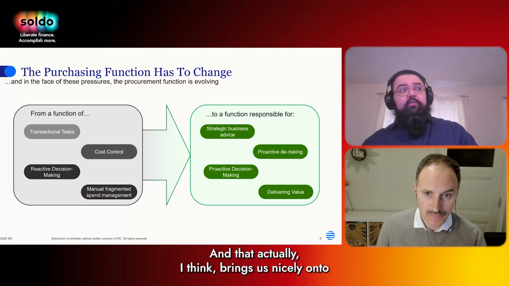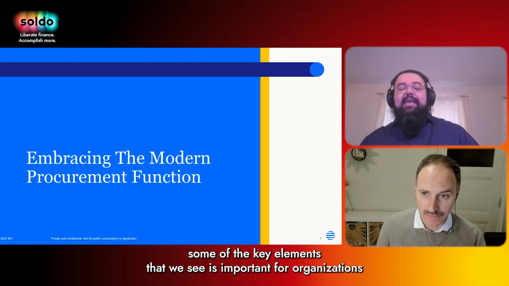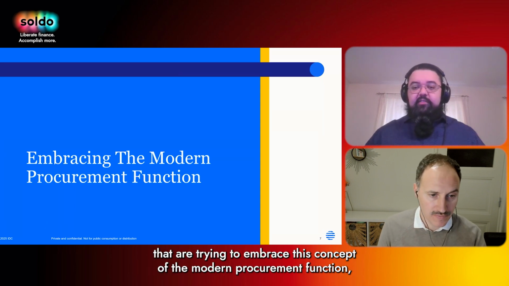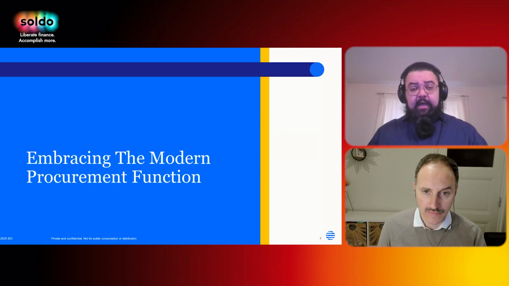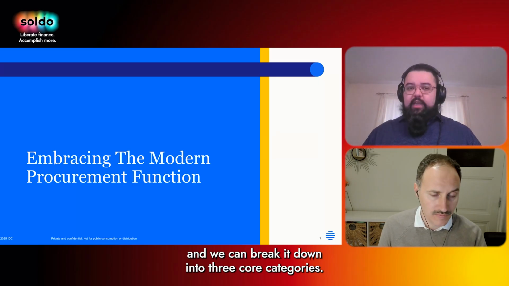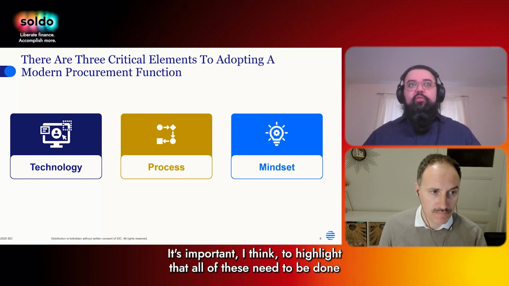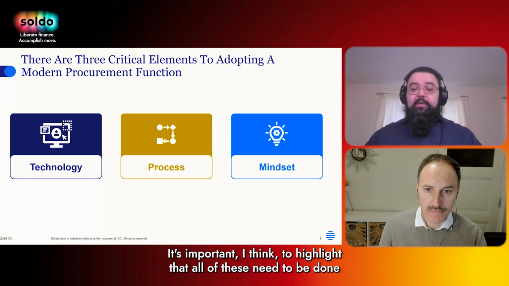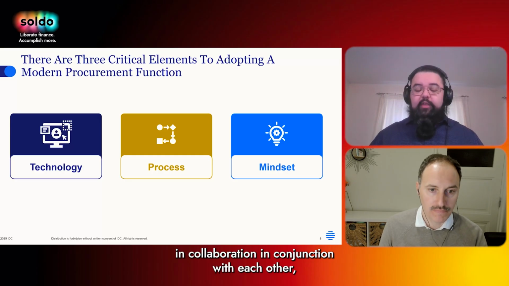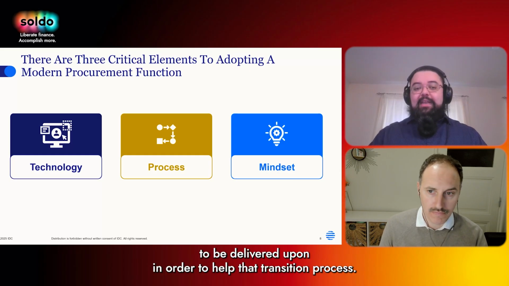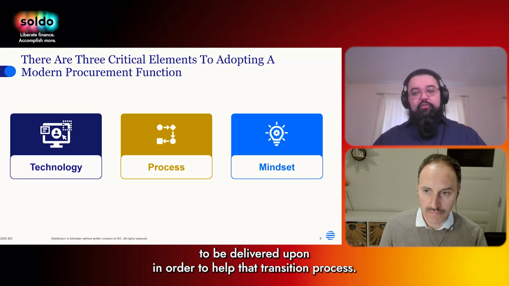And that actually, I think, brings us nicely on to some of the key elements that we see as important for organizations that are trying to embrace this concept of the modern procurement function. And we can break it down into three core categories. So we've got technology, we have process, and we have mindset. It's important, I think, to highlight that all of these need to be done in collaboration and conjunction with each other. But I think it's good to try and separate them out, because there are some core elements within each of these that really need to be delivered upon in order to help that transition process.